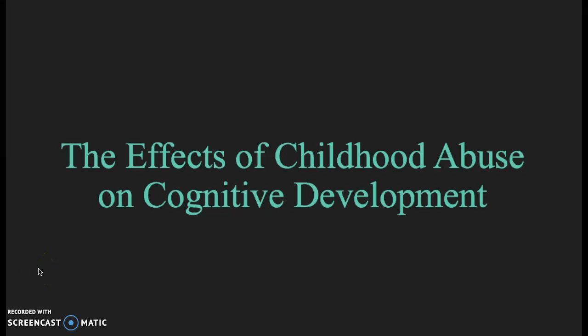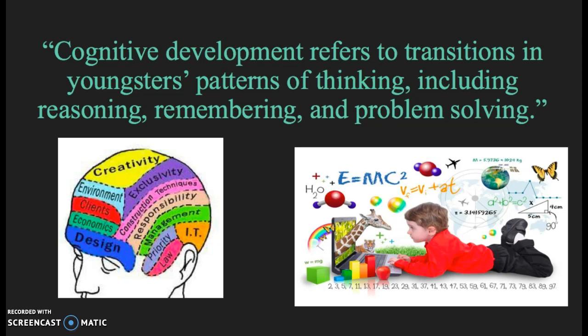For this assignment, I'm going to be talking about the effects of childhood abuse on cognitive development. Cognitive development refers to transitions in youngsters' patterns of thinking, including reasoning, remembering, and problem solving. According to Piaget, children progress in their thinking through the complementary process of assimilation and accommodation.